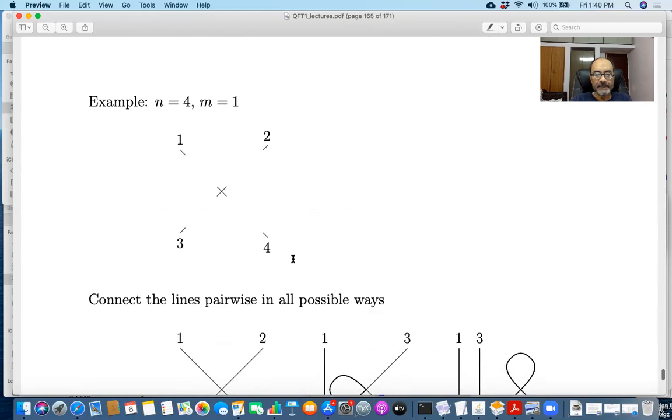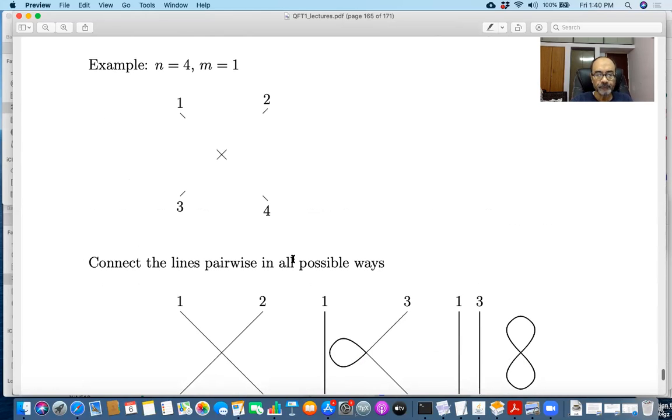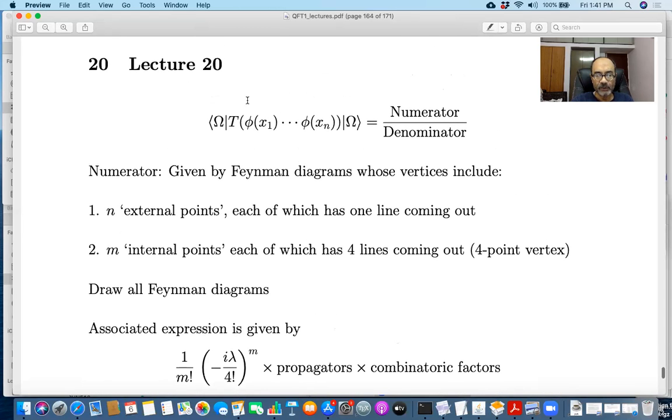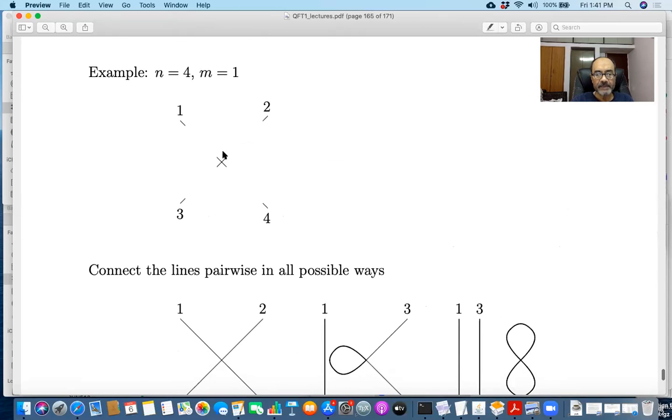Okay, so let me describe some example. This is what we started yesterday, but let me go through it in a little more detail. The particular example that we considered was n equal to 4, m equal to 1. So we are calculating the 4-point function and the order lambda contribution to the 4-point function. The rule is that you first draw these 4 external points, each with a short line coming out, one short line because each external line has only one phi. And then you have one internal vertex because you have m equal to 1, which has 4 lines coming out.